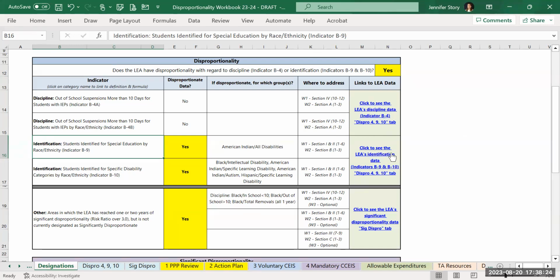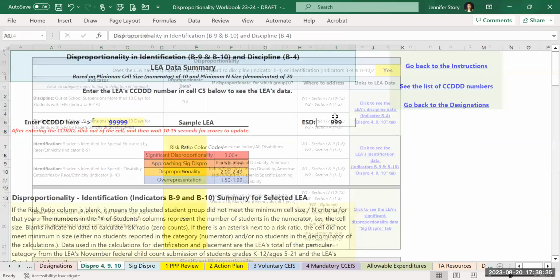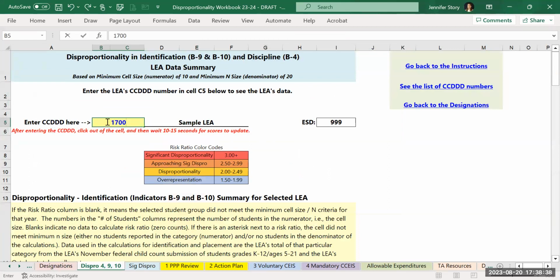Finally, the last column over here is showing you how to get to your data, how to actually see what your risk ratios are, what your N sizes are. You can actually click here and it will take you to the tab where you can type in your county district number. And what's important to remember is once you've typed in your county district number, you need to click off of the cell and wait up to 20, maybe even more, 20 seconds or so for your district's data to populate. As soon as your name pops up here, then that means your data is showing on the sheet.